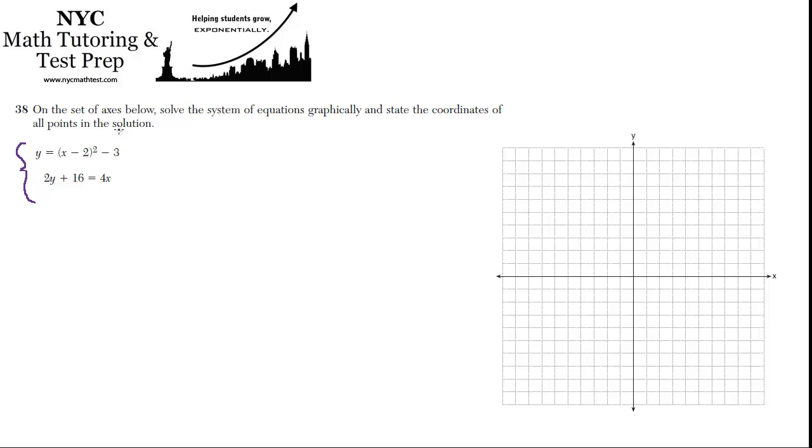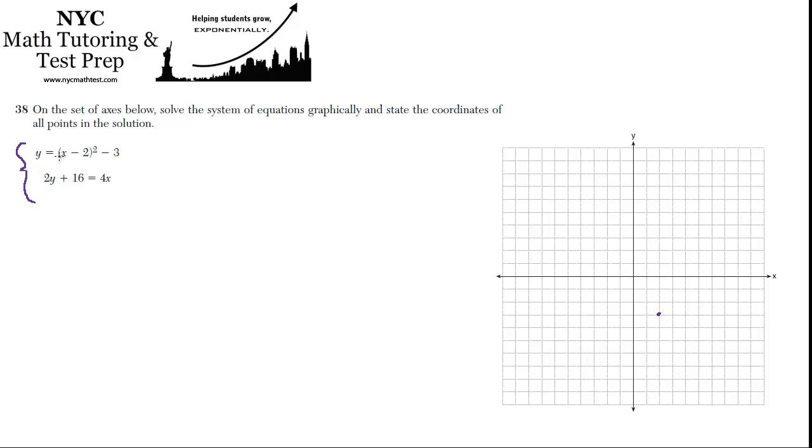What does the negative 2 do? Well, the negative 2 basically just shifts it, and if it's minus 2 it shifts it to the right, if it's plus 2 it shifts it to the left. So it turns out that the vertex of this thing, instead of being here, is going to be shifted over to here, and it's going to be concave up.